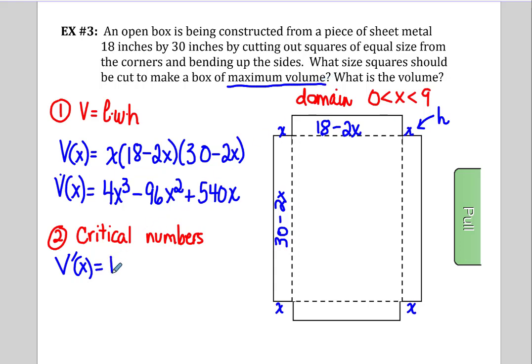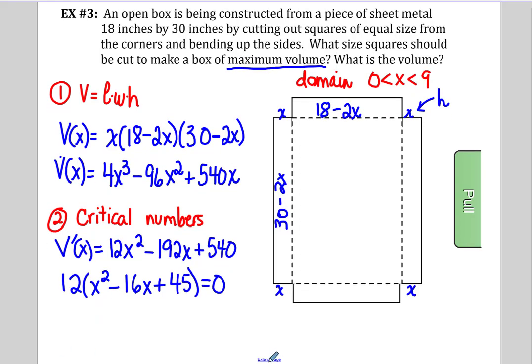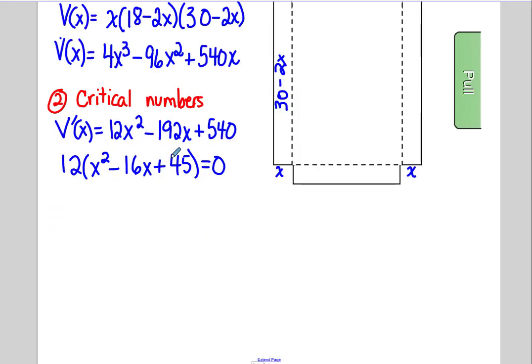So the derivative of the volume will be 12x squared minus 192x plus 540. So I'm going to factor out the 12. So 12 times x squared minus 16x plus 45 would give us 0. And unfortunately, this polynomial won't factor. So we could divide by 12 and reduce it down a little bit. And then I'm going to complete the square. So I'm going to move the 45 out here.